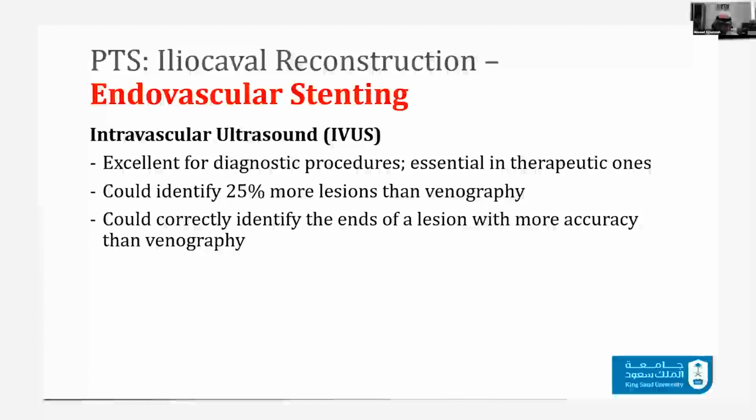What we could use is essentially intravascular ultrasound, or IVUS, which is very good for diagnostic procedures. People advocate now that it's very essential even in therapeutic procedures. It could identify about 25% more lesions than venography can identify. That's what IVUS enthusiasts claim. It could correctly identify the ends of the lesion, and this is probably where it's superior to venography when it's employed in diagnostic and therapeutic procedures.